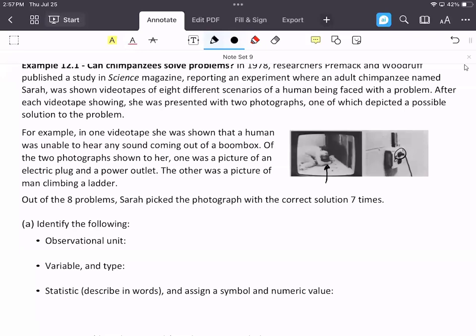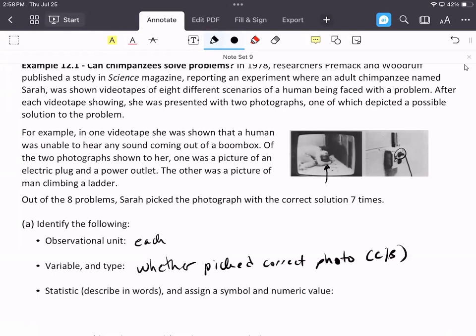Okay, so the observational unit, we know is each something. A lot of times students struggle to get this, so I say skip this for the moment. Think about what's the variable and type. Well, what's varying? Whether she gets the correct photo or not? Whether she picks the correct photo? That, of course, is going to be categorical and binary.